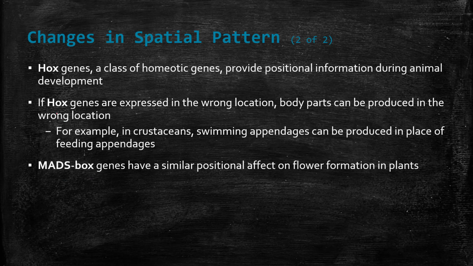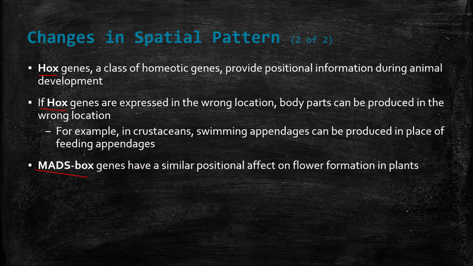So we're going to talk about Hox genes in animals. Hox genes are homeotic genes in animals that tell you where parts should grow and where they shouldn't grow. And MADS-box genes, I'm not going to mention much, but they exist in plants and they affect where flower parts form. Okay, I'm going to focus on Hox genes, so just acknowledge that MADS-box genes exist, but I won't make you write that down.